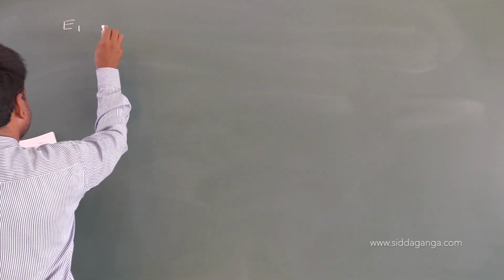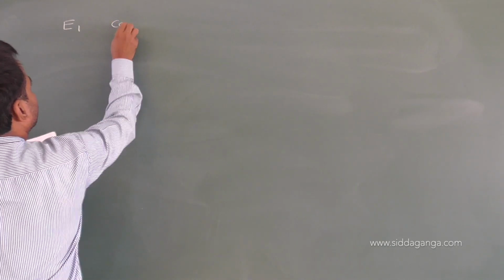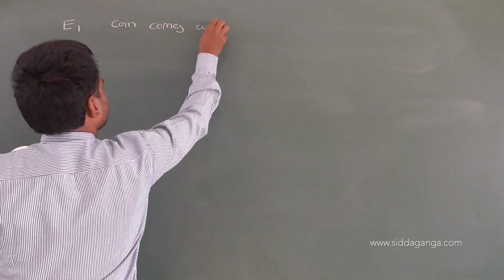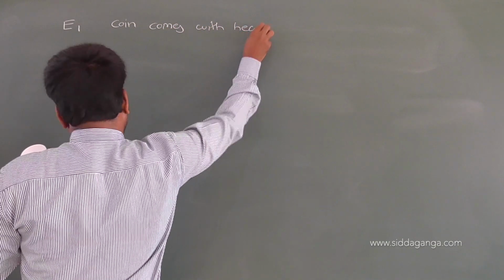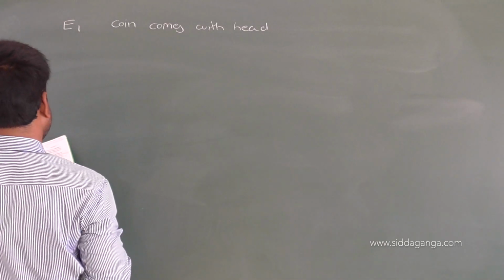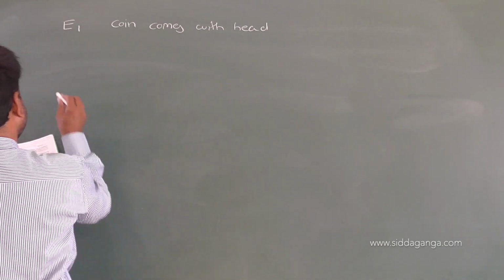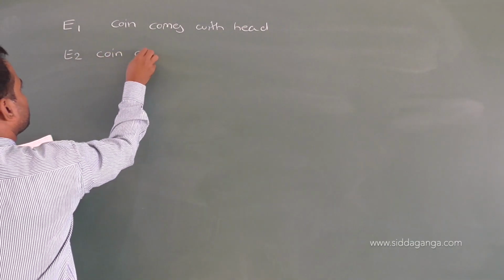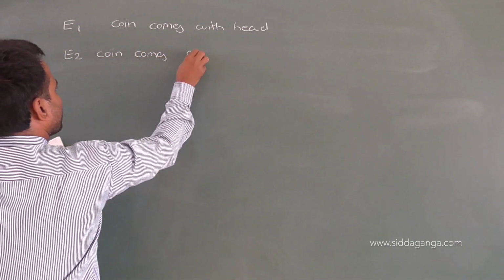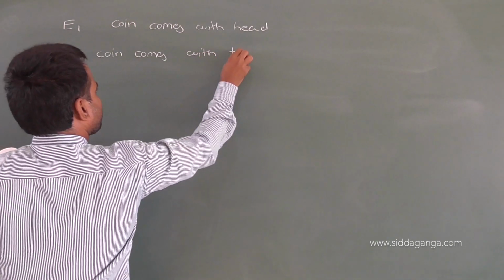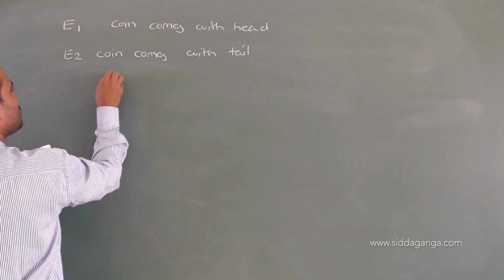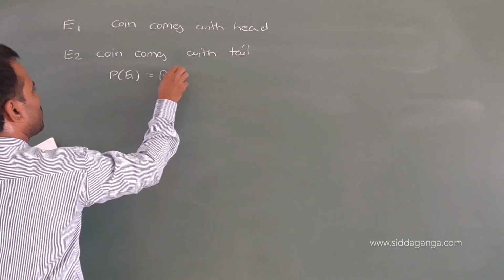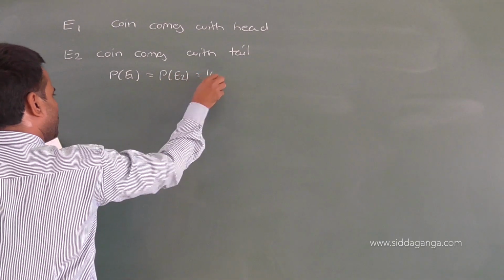A coin comes with head. This is E1. E2 is the coin comes with tail. These two are the events. So probability of E1 is equal to probability of E2 is equal to 1 by 2.